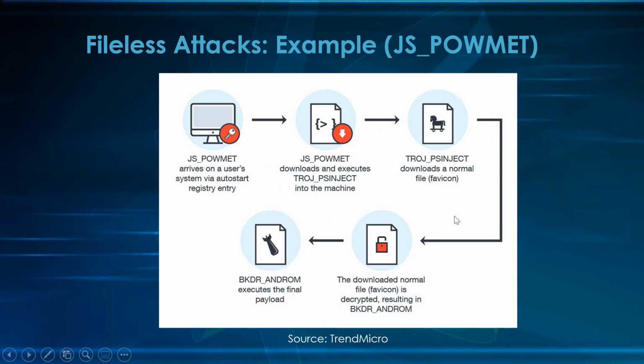This code downloads a binary file. It's said to be an icon, but it's a binary file that gets decrypted and then injected inside another process as assembly code running in memory, or what we call shellcode. And this shellcode is the backdoor that actually executes most of the functionality of the malware.